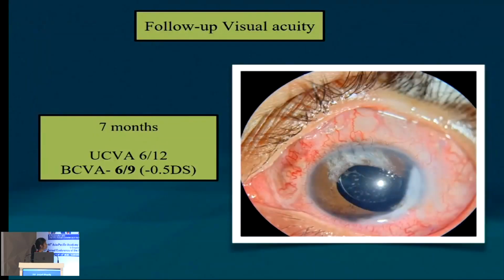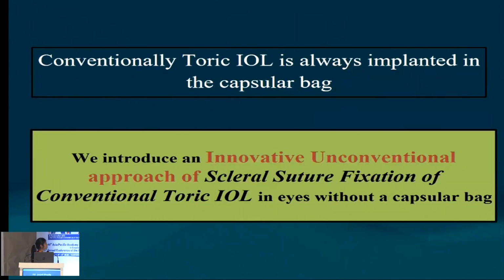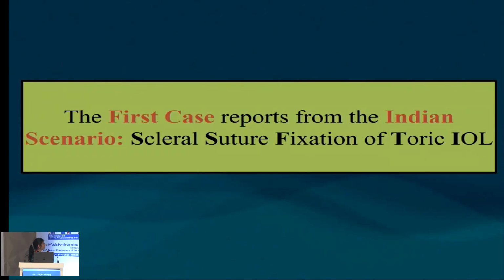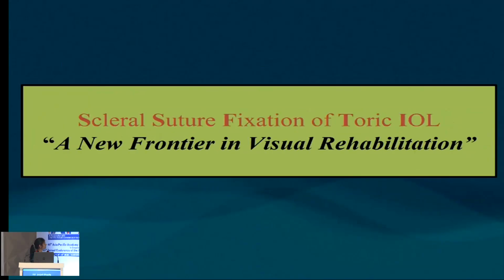The 7-month follow-up showed a well-centered toric IOL, uncorrected visual acuity 6/12 and best corrected visual acuity 6/9 with -0.5 diopter sphere. Conventionally, toric IOLs are implanted in the capsular bag. Our innovative approach of suture fixation is proving to be a game changer. These cases, unique to the Indian scenario, showcase the potential of this technique in addressing significant astigmatism with no capsular support.